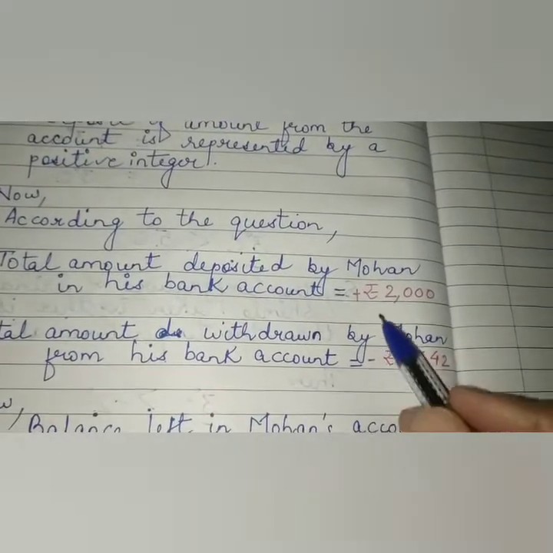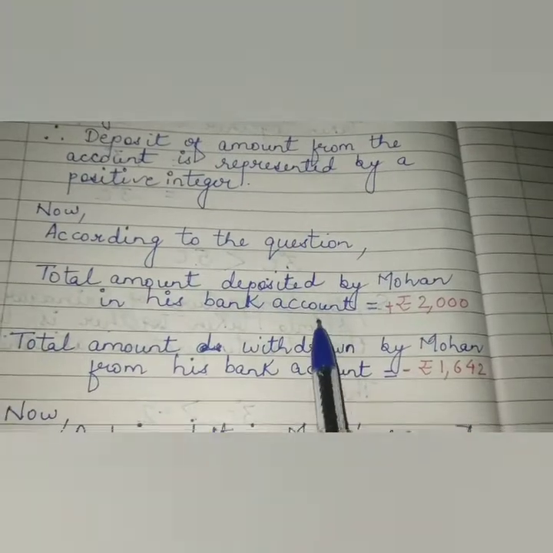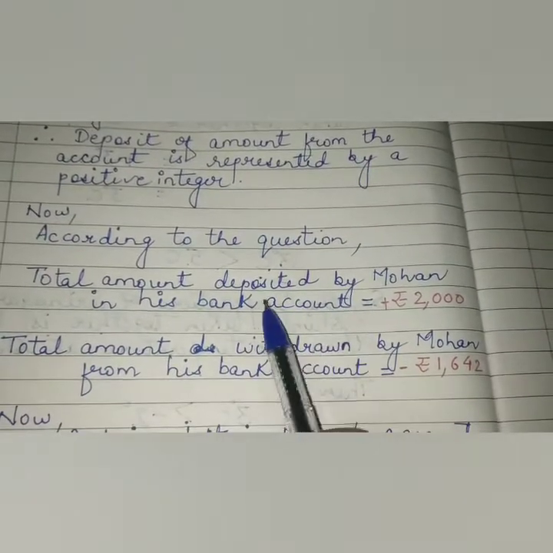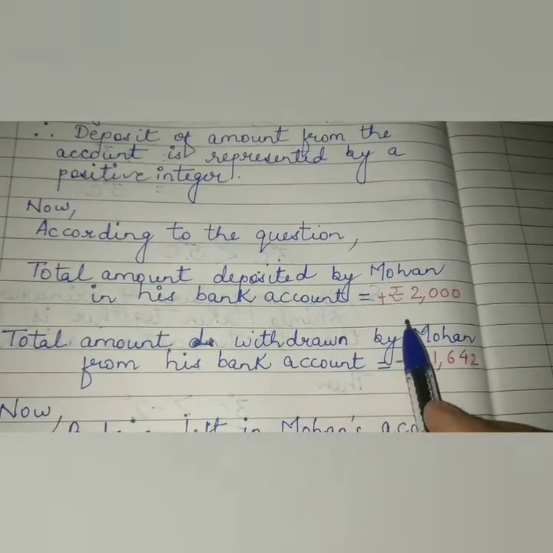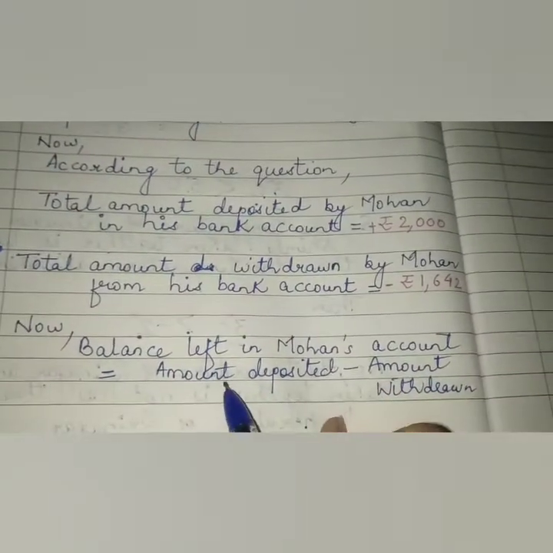Students, don't get confused about why I have written plus and minus signs. This is just for the representation. What we have to do simply in this question is subtract the withdrawn amount from the deposit to get how much balance is left in his account.